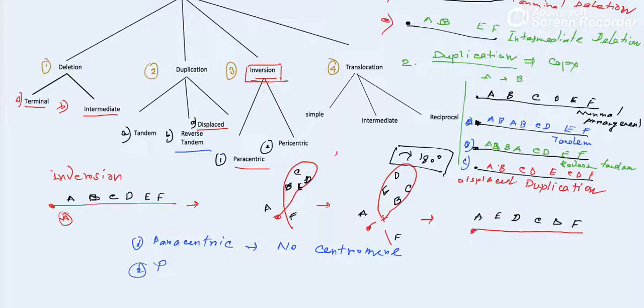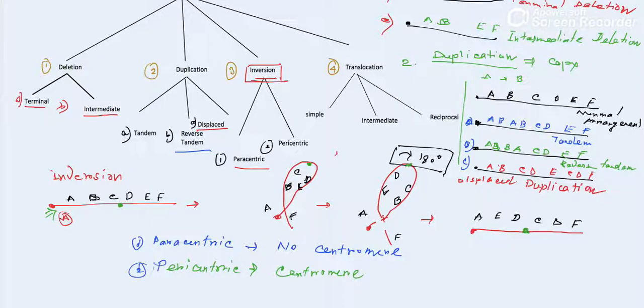And secondly, if the centromere is present in between the inversion, suppose the centromere is present between A, B, C, D in such a position, and the centromere occurs here and here. Lastly, we can find the centromere is present here. If the centromere is present, such kind of inversion is known as pericentric inversion.